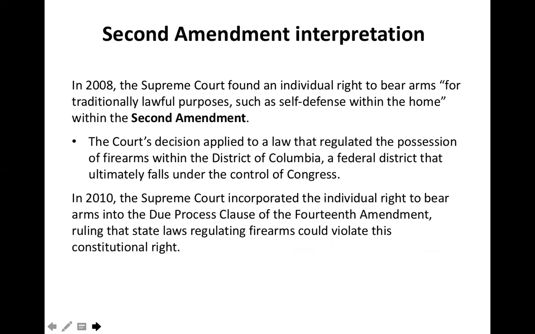In 2008, the Supreme Court found an individual right to bear arms for traditionally lawful purposes, such as self-defense within the home. That falls within the Second Amendment. Then in 2010, the Supreme Court incorporated the right to bear arms into the due process clause, ruling state laws regulating firearms could violate that constitutional right. The Second Amendment is one of those that has constant litigation, because it is controversial.